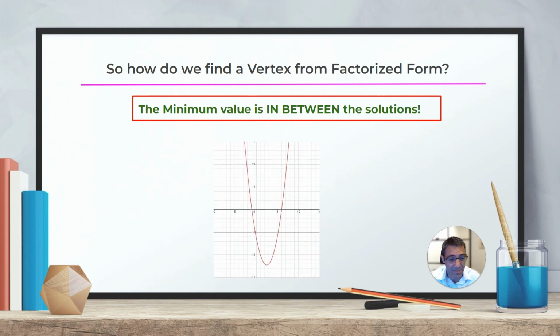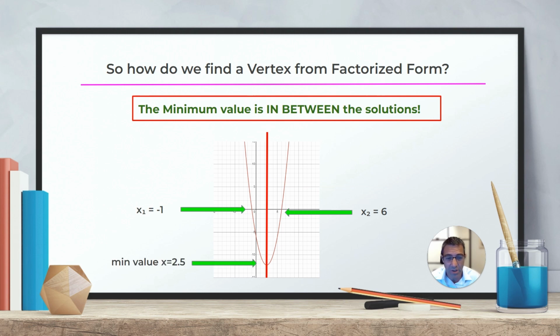And if we take the same concept which we just looked at and apply it numerically, looking at this example here, let's draw a line through the middle. On the left, we have x equals negative 1, which crosses the x-axis. And on the right, we have x equals 6, which crosses the x-axis. What is the value that's exactly in between negative 1 and 6? Well, you can take the average of negative 1 and 6. If you were to add them together and divide by 2, negative 1 plus 6 is 5, and 5 divided by 2 is 2.5. And sure enough, that's exactly the x-coordinate for which this curve reaches a minimum point.